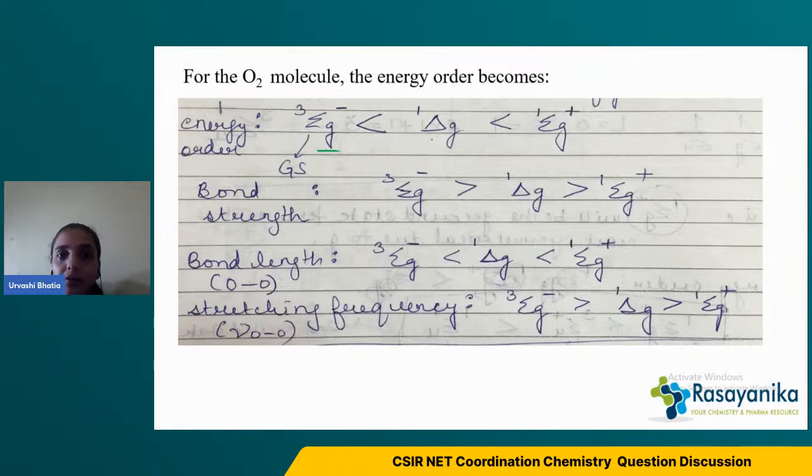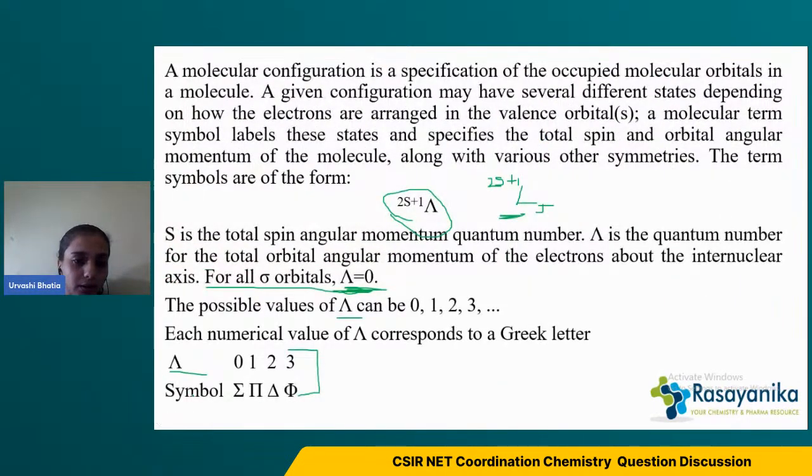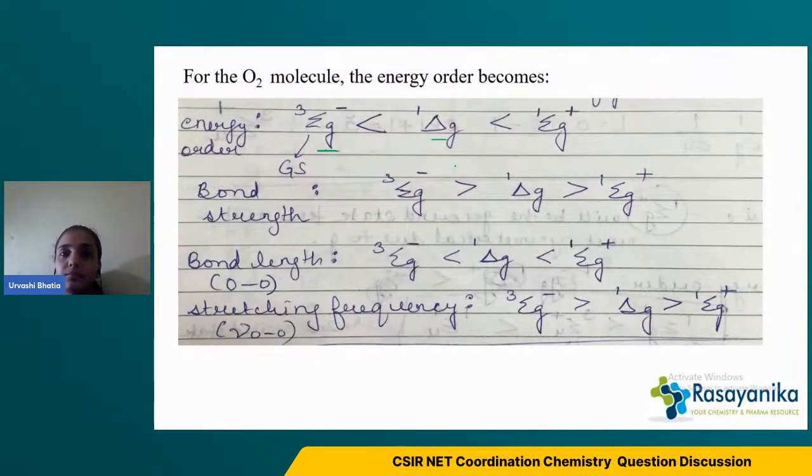So amongst these two, you can see it is sigma, pi, delta, phi. So the value of orbital angular momentum is higher for this one as compared to this. It is 0, 1, 2. It is 2 here, and for sigma it is 0, right? See here. For delta we have 2, for sigma we have 0. So that is why this is of lower energy as compared to this one. So this will be your energy order.